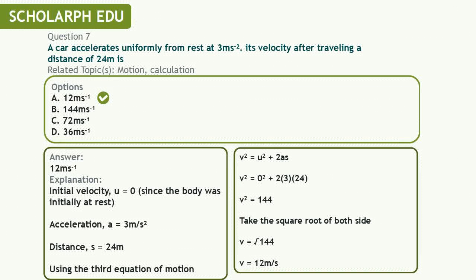2 times 3, that is 6, times 24 is 144. 0 raised to power 2 is 0 times 0, that's just 0. 0 plus 144 is 144. So you have v squared is equal to 144. To get the value of v here, we take the square root of both sides. The square root of v squared is going to be v, and the square root of 144 is 12 meters per second. So this will be the velocity of that body after traveling a distance of 24 meters.